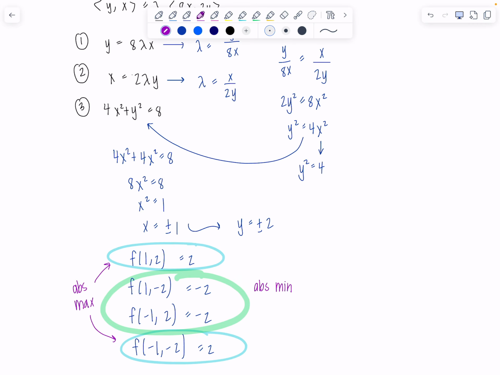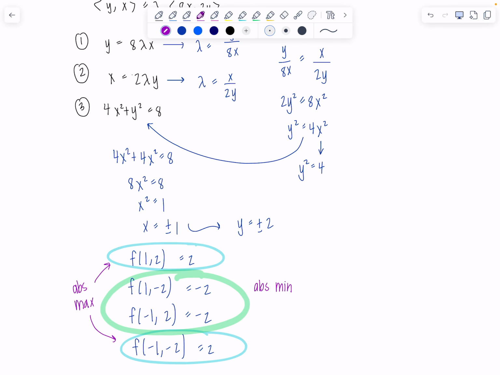So if they ask, what's the absolute max value? You give the z value. You would say 2. Or the absolute min value, negative 2. Then if they ask, where does it occur? What would you say? Yeah, you would give the coordinates, at (1, 2), at (negative 1, negative 2).